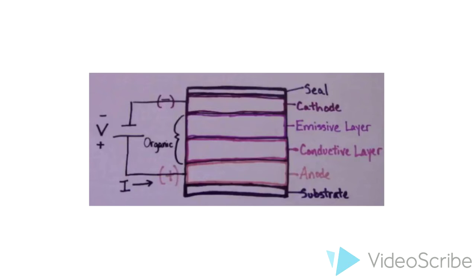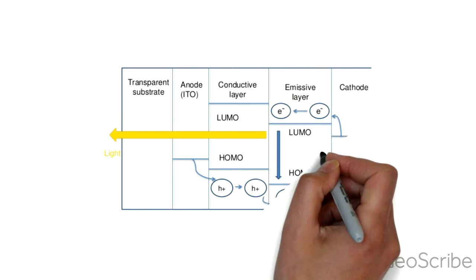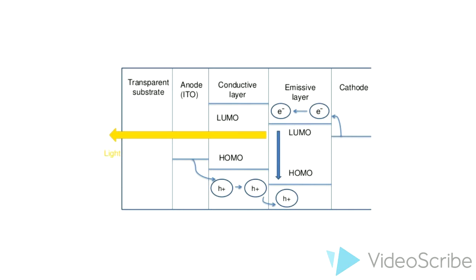During operation, voltage is applied across the OLED, and this causes holes to be injected into the highest occupied molecular orbital, or HOMO, of the polymer within the conductive layer. These holes can diffuse and recombine with electrons near the emissive layer, producing photons.